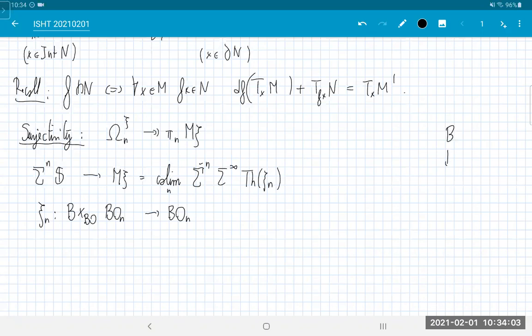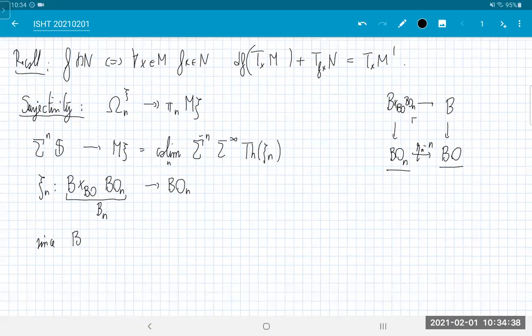So remember, let me draw perhaps a picture. Inside BO, I have BO_n sitting, if you want, with the tautological bundle minus n. And here I can take the pullback. And since BO is the colimit of all BO_n, I can call this B_n. Since BO is the colimit of BO_n by descent, if you want, it follows that B is the colimit of the B_n's. And therefore, the Thom spectra can be realized.